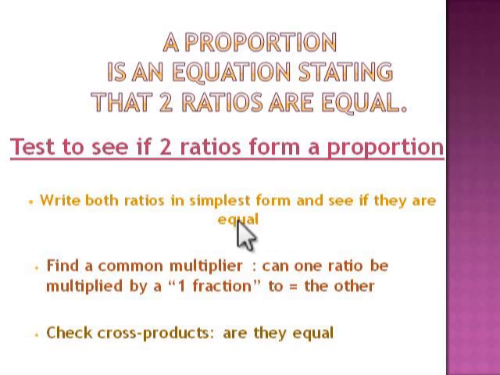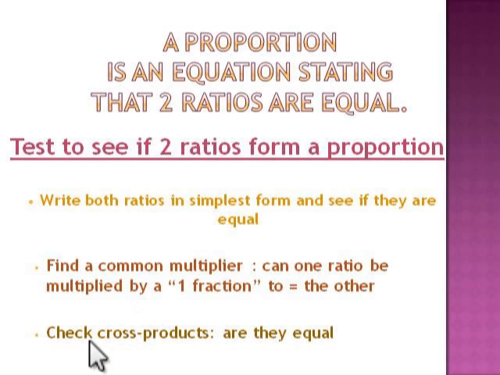The second way to do it would be to find a common multiplier or common divider to see if one will be equal to the other. For example, if you have 2/4 and 1/2, you know that you can divide by 2 to get from 2/4 to 1/2, both numerator and denominator, so the ratios are in proportion.